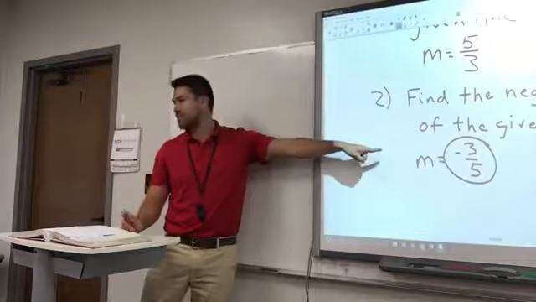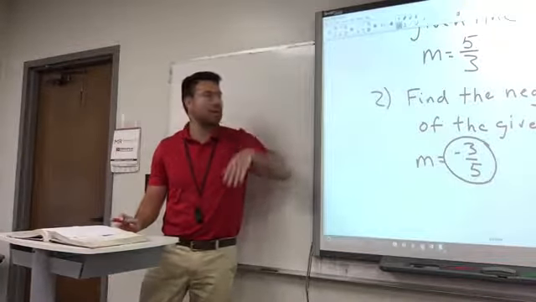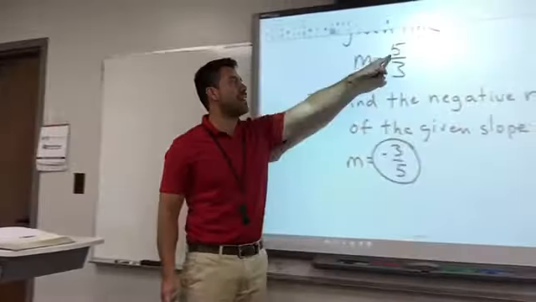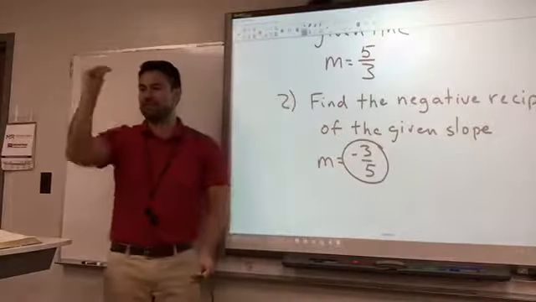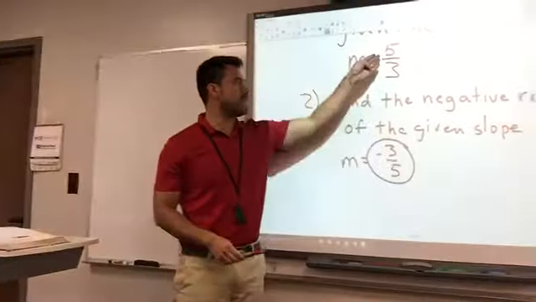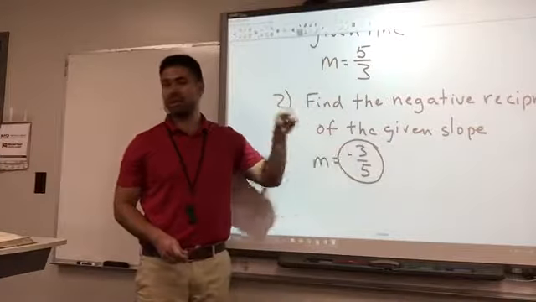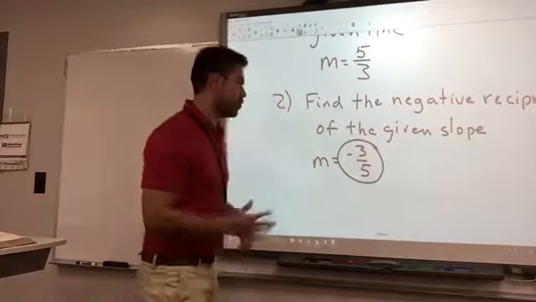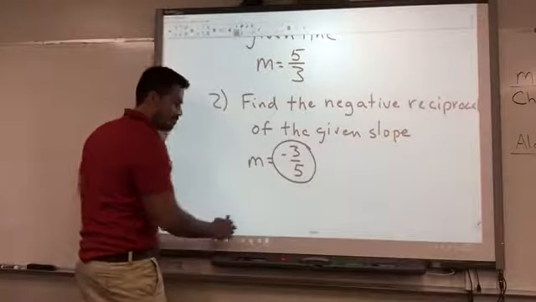Are you guys okay with step 2? I guess. Negative reciprocal. By the way, what's 5/3 times negative 3/5? Go. -1. That's how I know that they're negative reciprocals, is when you multiply them together, you get -1, which is what I wanted. All right. Step 3.